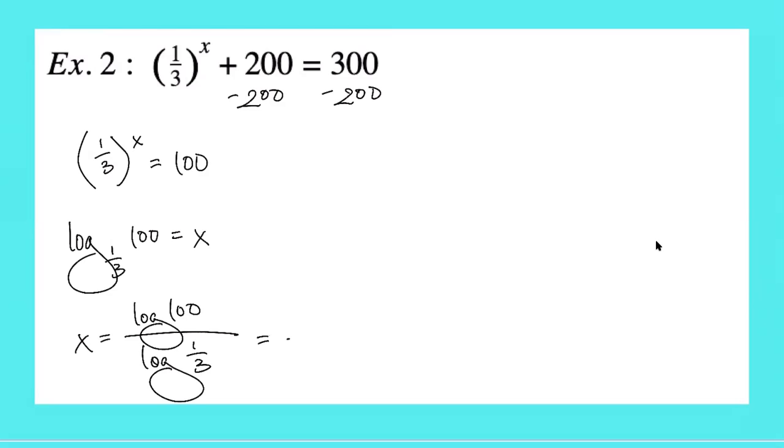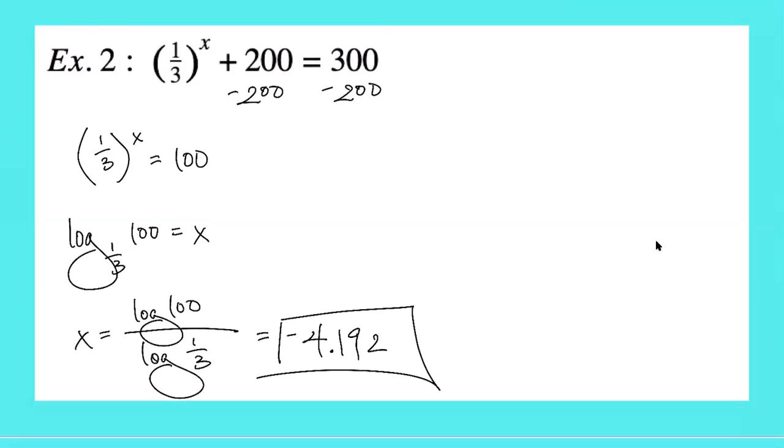And I think I get negative 4.192 as an answer. And if you plug that back in for your x, then you should be able to make that equation true. Okay. Any questions on these first 2 examples so far?